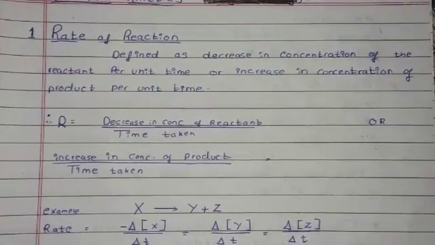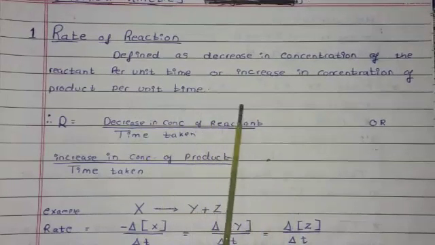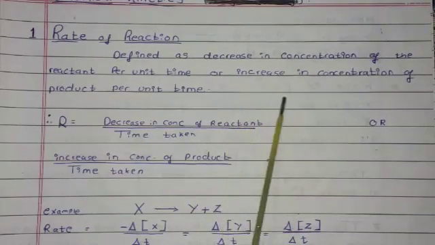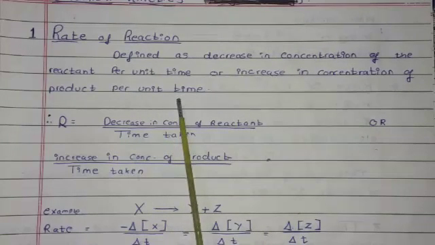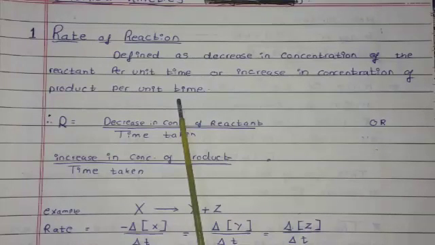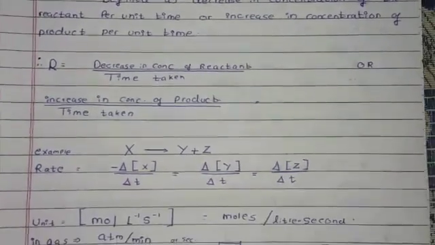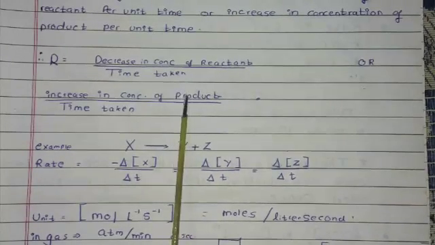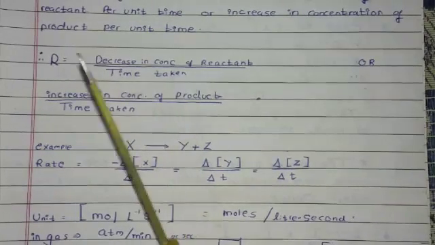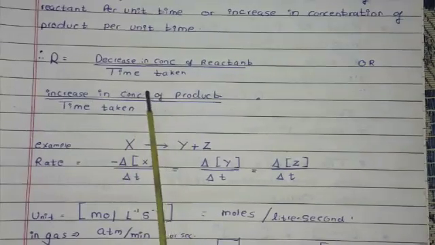Let's read. What is rate of reaction? It is defined as decrease in concentration of the reactant per unit time, or increase in concentration of products per unit time. As you can read, it's very correct. As product increases and reactant decreases, thus it's nothing but rate of reaction. So you can see the formula where rate is decrease in concentration of reactants upon time taken, or increase in concentration of products per time taken.